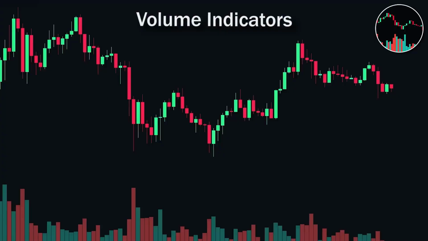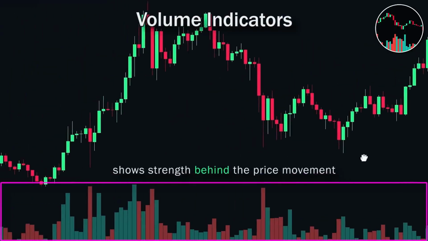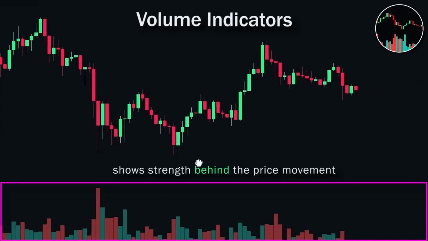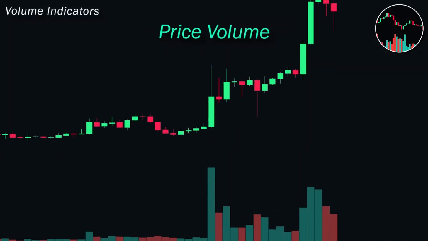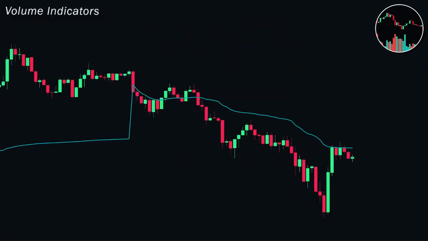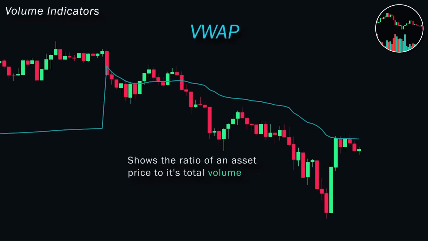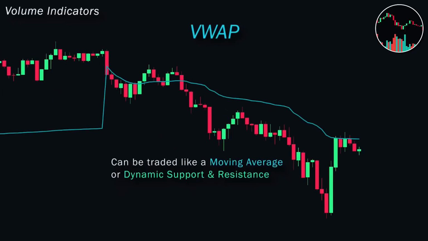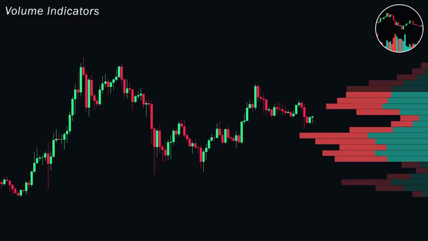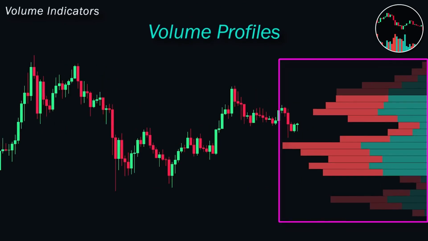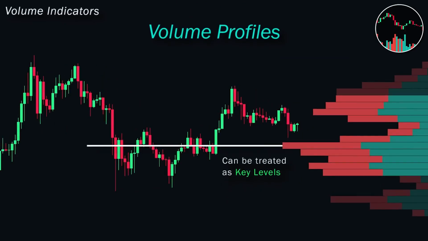Volume indicators. These are types of indicator that shows the strength behind a price movement by tracking the trading volume. Notable volume indicators include price volume, which displays the volume for each candle. The longer the bar, the higher the volume. Volume weighted average price, which shows the ratio of an asset's price to its total volume. It can be traded like a moving average or as a dynamic support and resistance. Volume profiles. It displays a volume bar horizontally, which can be treated as key levels for potential entry positions.